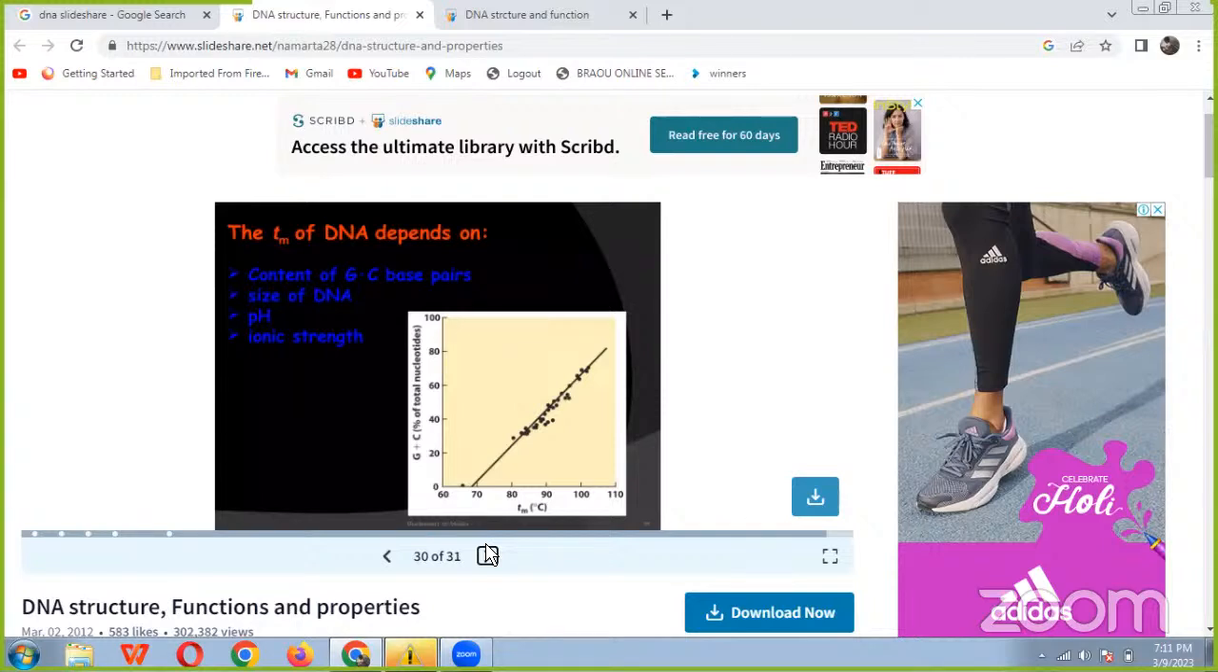Mainly, these are the Watson-Crick model. We discussed the Watson-Crick model, the replication of DNA. The Watson-Crick model suggests that DNA replicates by the unwinding of the double helix.